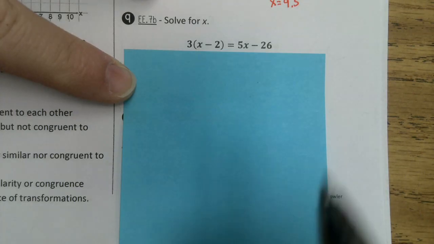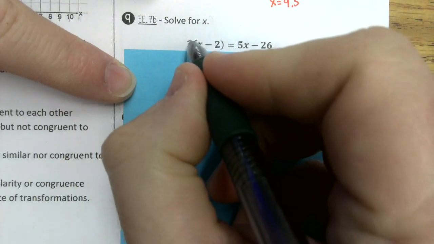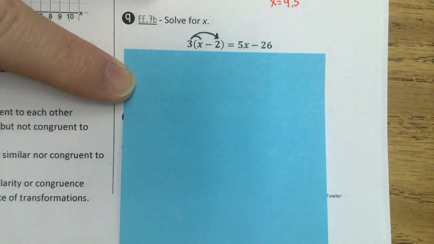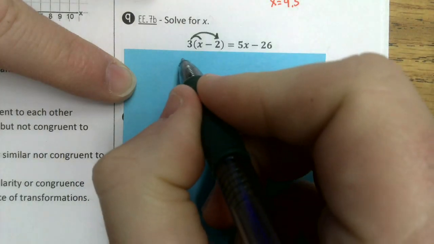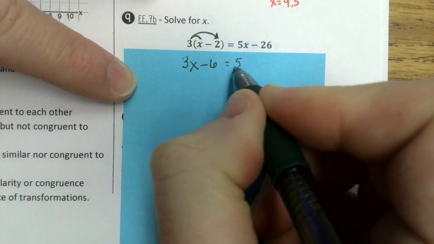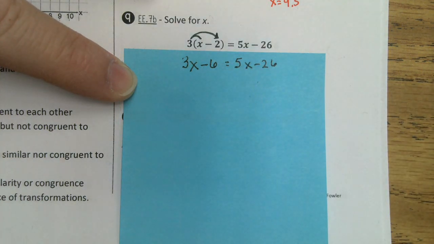And the first thing I'm going to do there is I'm going to use the distributive property to get rid of parentheses. So I'm going to multiply my 3, that outer number, times everything on the inside, and that's going to give me 3x minus 6 equals 5x minus 26. So we get rid of our parentheses first.